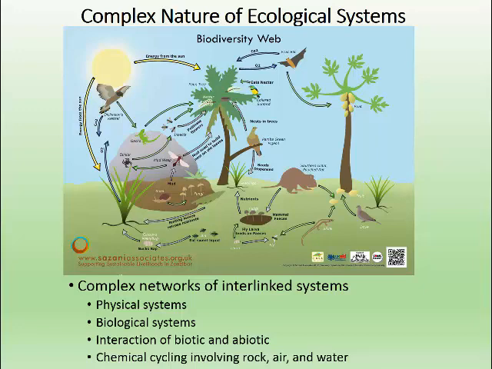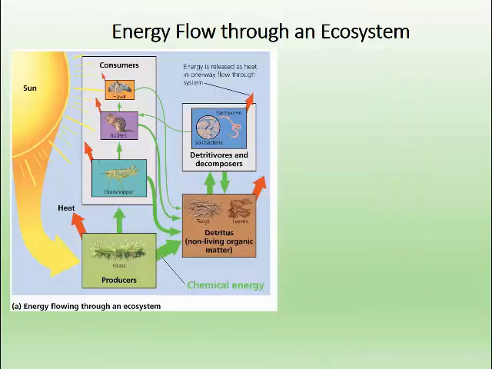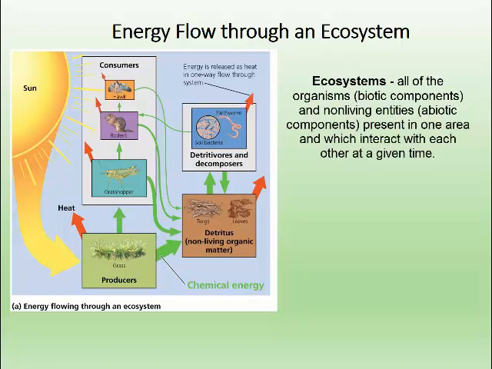To fully understand complex environmental problems, we need to acknowledge and comprehend these systems and understand how they work. Ecosystems are systems of interacting living, i.e. biotic, and non-living, i.e. abiotic, things. Ecosystems are defined as all of the organisms and non-living entities that are present in one area and which interact with each other in that area at a given time. Ecosystems can be as large as biomes and can be as small as the puddle in your lawn.